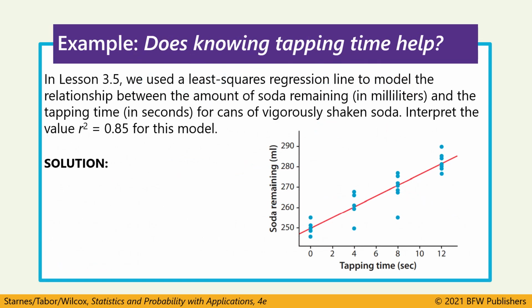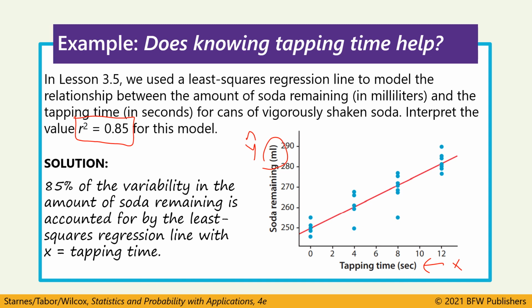To give one more example before wrapping up this chapter, we're back looking at that scatter plot of the soda cans that were shaken, tapped for a certain amount of time, and then opened to measure how much was left. The R squared was 0.85 and it's asking us to interpret this. Okay, we're always explaining the variability in the Y variable based on the model or the X variable. So in this case, 85% of the variability in the amount of soda remaining is accounted for by the least squares regression line when we know how long that soda has been tapped for.